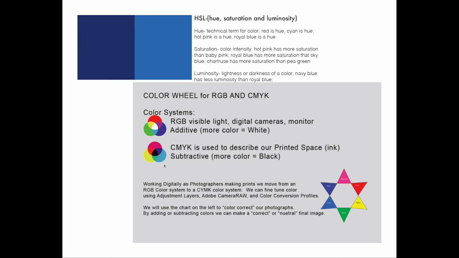In a CMYK color space, that's used to describe our printed space or our ink, and it is a subtractive color space. So that means more color equals black. So the more colors that we add to things, we're gonna get black. So working digitally as photographers and making prints, we move from an RGB color system to a CMYK color system. We can fine-tune our color using adjustment layers, Adobe Camera Raw, and color conversion profiles.